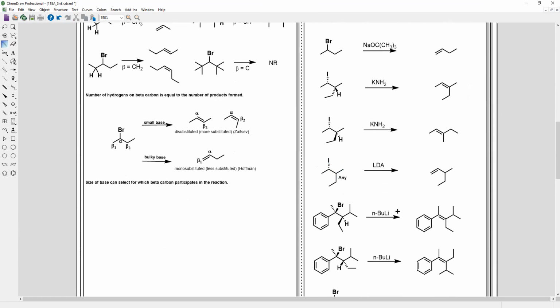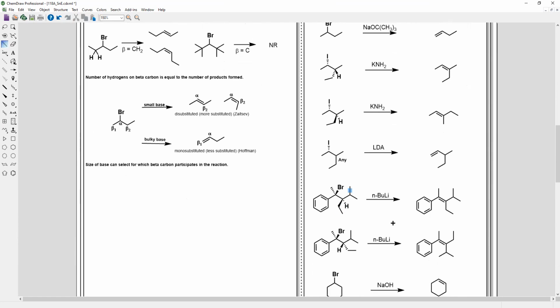Now, I just did an example that was a little more complex so that you get a little more practice seeing this. But again, notice how we use n-butyl lithium. If we think about the beta carbons here, there's this beta carbon, there's this beta carbon, and this beta carbon. Of these three, the only one that has a hydrogen and is the most steric is this one here, because n-butyl lithium is a small base. So we're going to react with this hydrogen here.